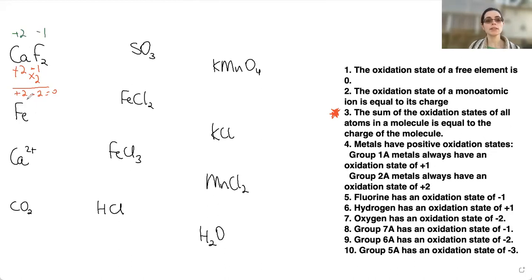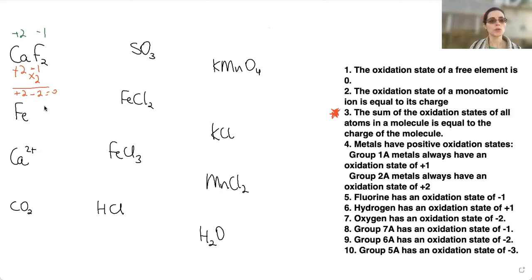It's extremely tempting to write -2 for fluorine, but you really should avoid doing that because we're concerned with the oxidation state per atom, right? So it's not for 2 fluorines, it's for 1 fluorine, right? So it's -1, it's not -2.